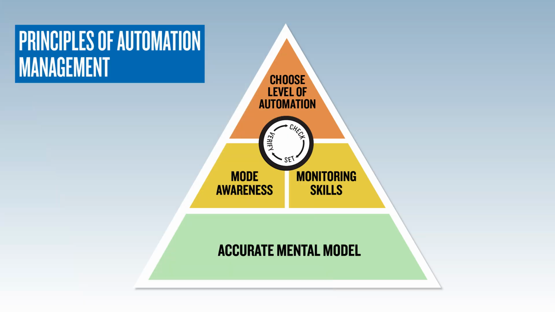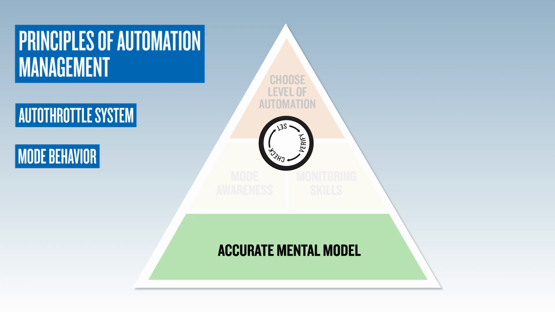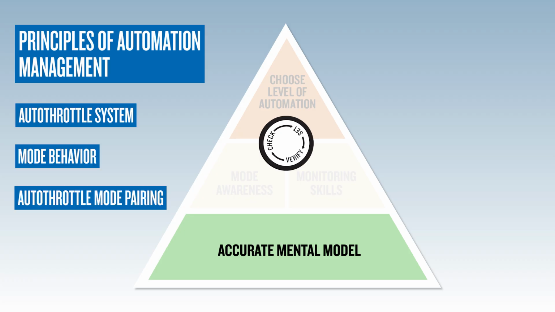Let's take a look at our principles of automation and see how they assist us with flight path management, starting with an accurate mental model. An accurate mental model will prevent you from asking the classic automation question, "What's it doing now?" To know what it's doing now and what it will do next requires a full and deep understanding of the system, the mode behavior, and the pairing of autothrottle modes with the vertical AFCS modes. You should always be one step ahead of the autothrottle and anticipate its next action.